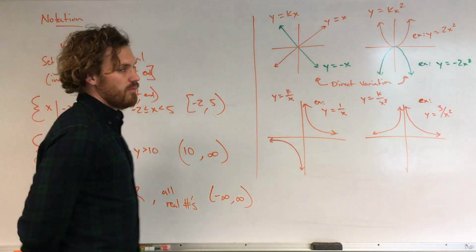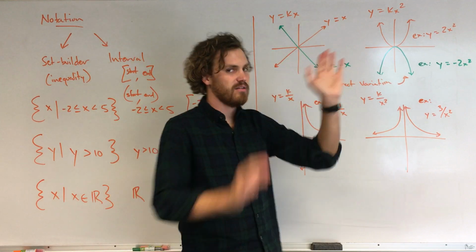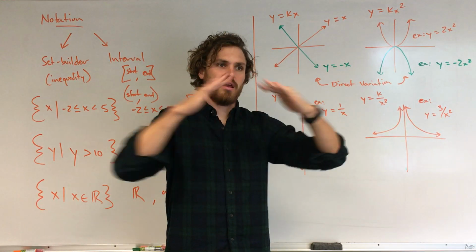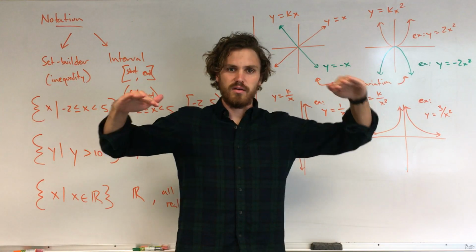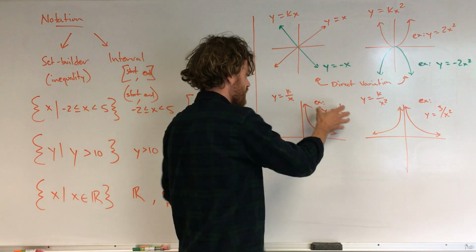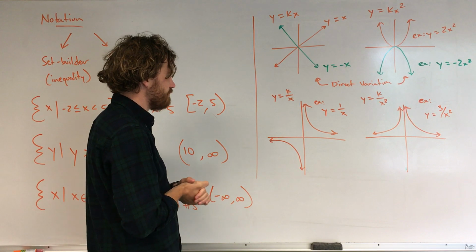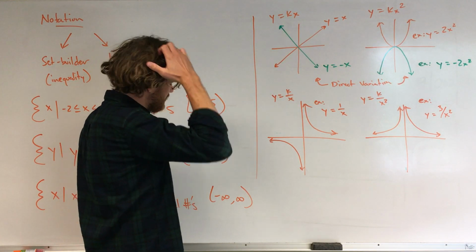So when I'm thinking about this, I know that kx is just a line. I know that kx squared is a parabola. I know that k over x squared is a volcano-looking thing. And I know that k over x does this weird thing where there's a branch in the first quadrant and the third quadrant. So that's all fun stuff. So let's talk about domain and range of these functions.